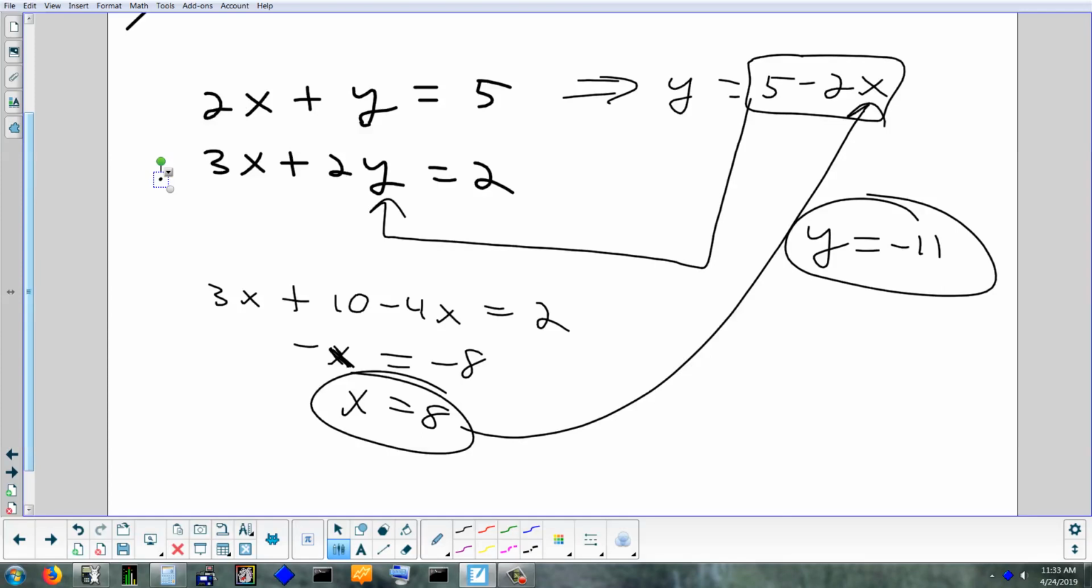Okay. And because they're lines, there aren't multiple answers like in the last problem. If you draw two lines, they can only cross in one spot. Unless they're the same line, then they cross everywhere. But that's kind of a special case. Okay. Any question on that?